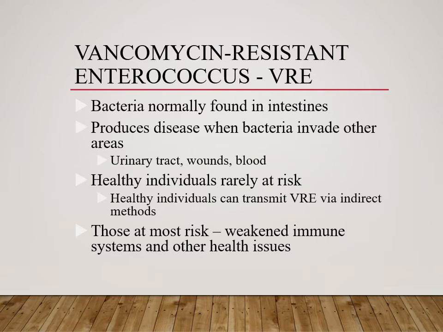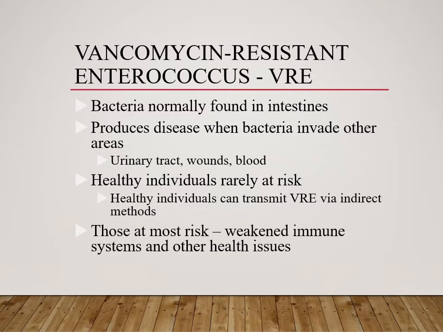Vancomycin-resistant enterococcus, or VRE, is a bacteria found normally in your intestines. It produces diseases when bacteria invade other areas: your urinary tract, wounds, and blood. Healthy individuals are rarely at risk for VRE. Healthy individuals can transmit VRE via indirect method.